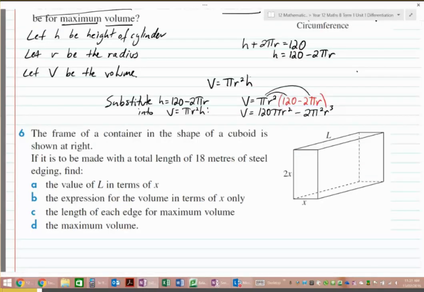Since it's probably the first time you've differentiated something like this with pi in it, when I differentiate it, I'll get 240 pi r, so I've multiplied 120 pi by 2, and then reduced the power of r by 1. Then I'll do a similar thing here, minus, multiply by 3, so I now have 6 pi squared, multiplied by r squared, with the power reduced by 1. Okay, you should be able to solve this when you set it equal to 0.